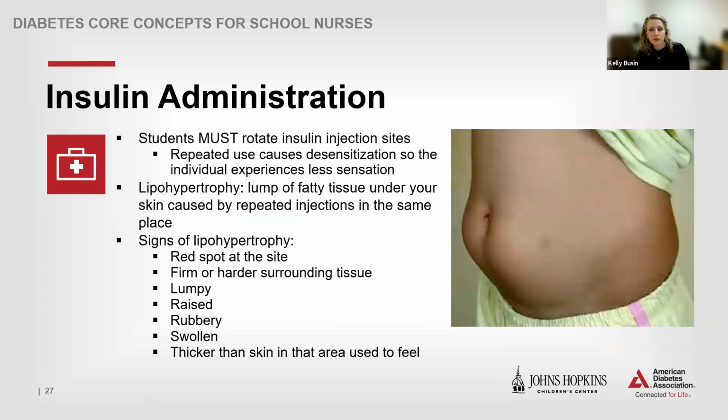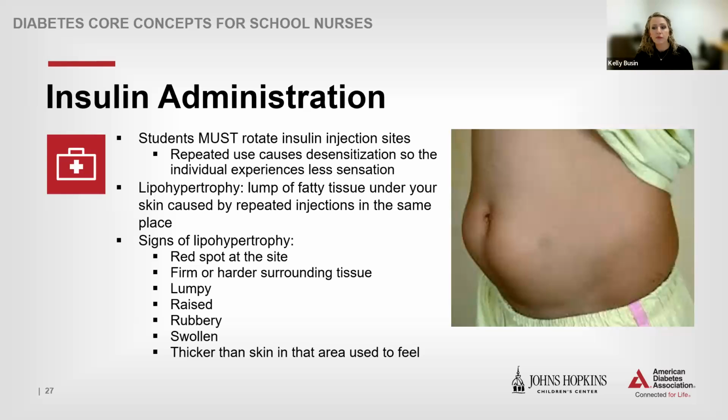Leading into the importance of insulin site rotation, the reason it's so crucial to evaluate and quickly identify issues with site rotation is the development of scar tissue, which is called lipohypertrophy. And this can develop if an area is used repeatedly.